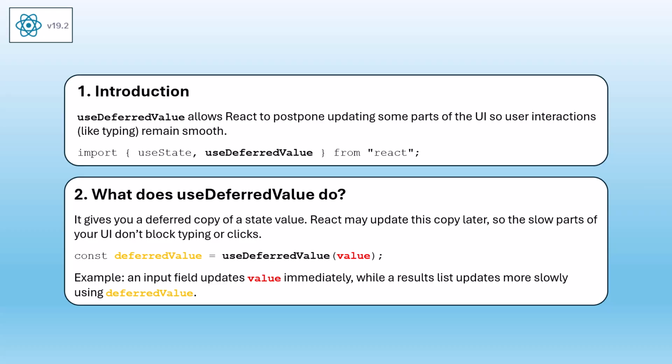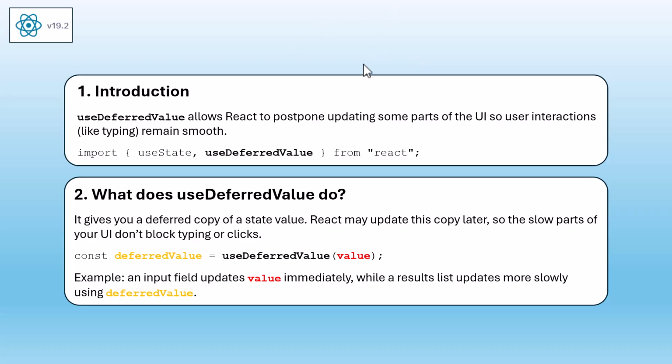My goal is to explain what it does, why it matters, when and how to use it, and what to watch out for. 2. What does useDeferredValue do? At its core, useDeferredValue allows you to take a value in your component, for example a user input or a filtering term, and tell React, okay, this value may change immediately, but one part of the UI that depends on it can be allowed to lag behind for a little while.